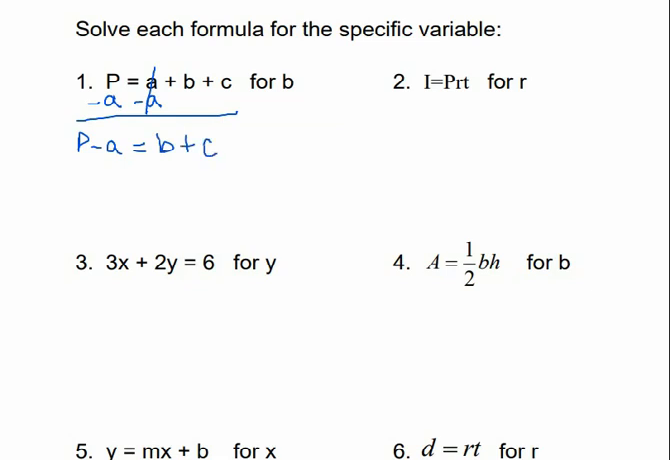All right, there's still a C there, so I need to subtract the C. And just like with the A, I can't combine it, so I just have to write what I have. P minus A minus C equals B. And that's what they wanted me to do. They wanted me to solve it for B, or get B by itself. So now that B is by itself, I'm done.